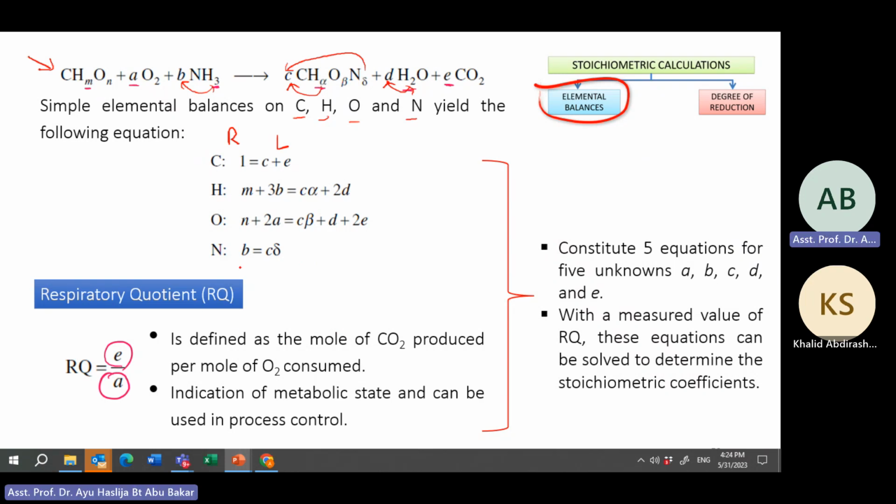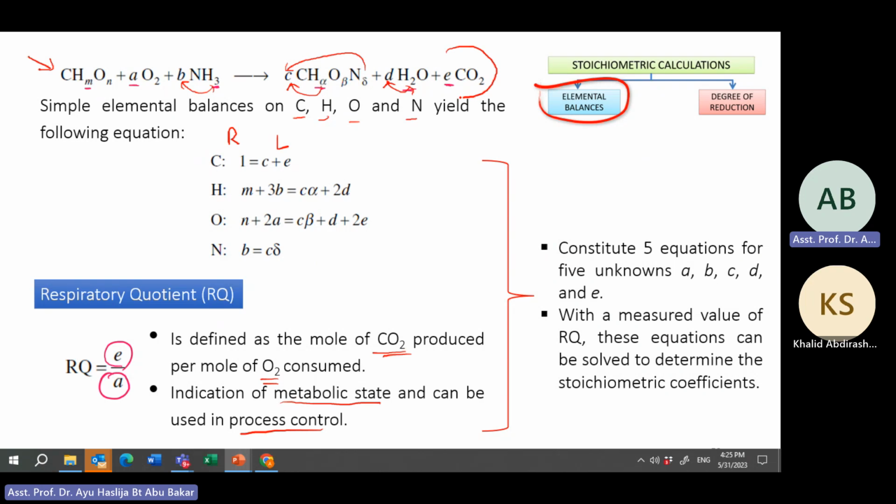Now the next term is the respiratory quotient. This quotient is to indicate the metabolic state and can be used in the process control. Okay, some of the stoic, it will ask you what is the respiratory quotient. Respiratory quotient involves the mole of CO2 produced per mole O2 consumed.